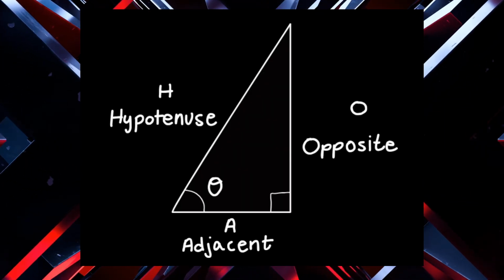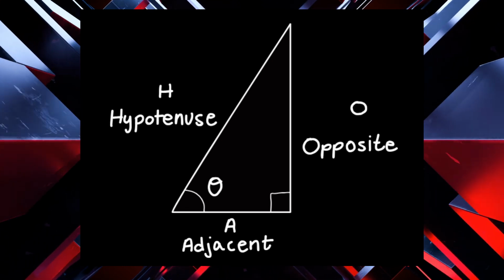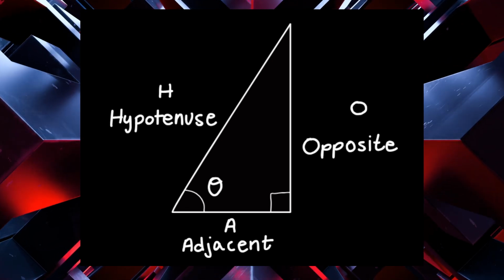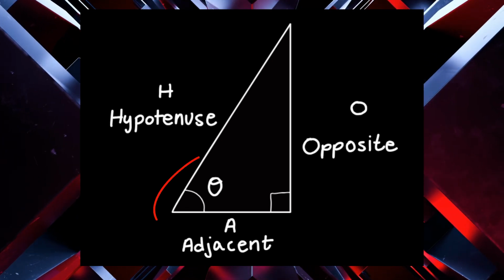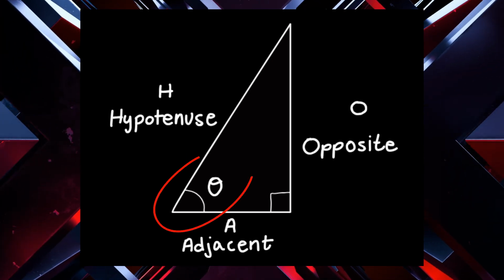In order to understand how the ratios work, you need to first label the sides of a right-angled triangle according to the angle you choose. The angle I have chosen is here, labeled theta.